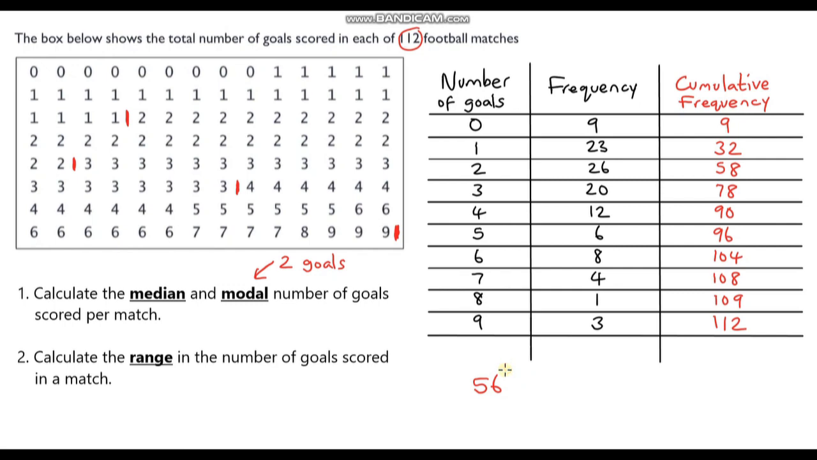So what we have to do is add 1 to this number and then divide by 2. So what we're going to do is 112 plus 1 and then divide by 2.